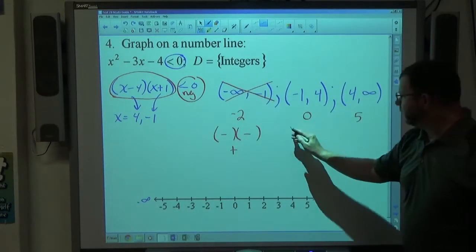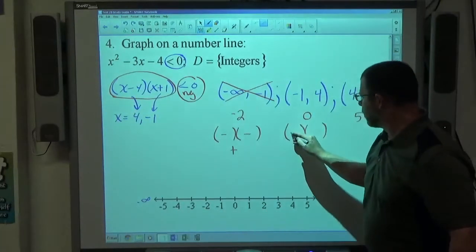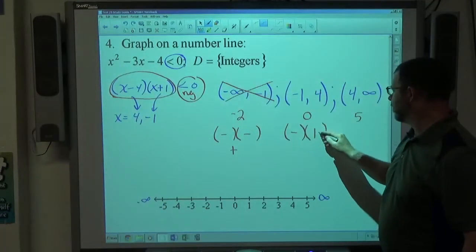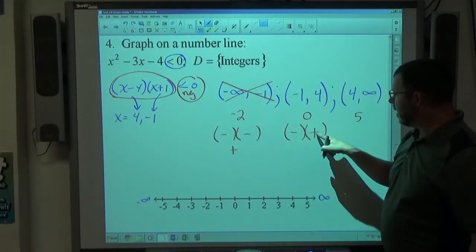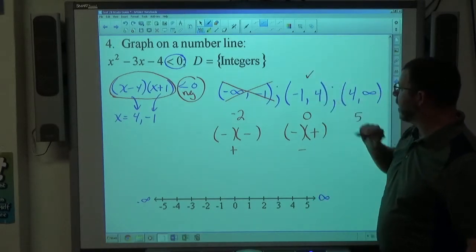Next number is 0. I'm multiplying two numbers. 0 minus 4 is negative 4. All I care about is the sign. 0 plus 1 is positive 1. All I care about is the sign. Negative times positive makes a negative. Negative is what I'm looking for, so that's a correct interval.